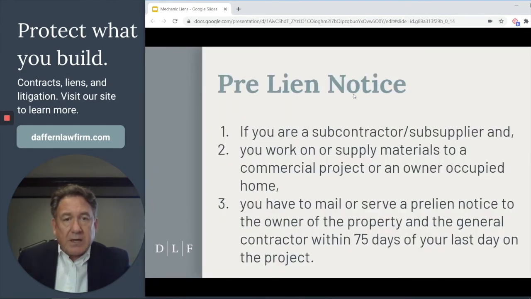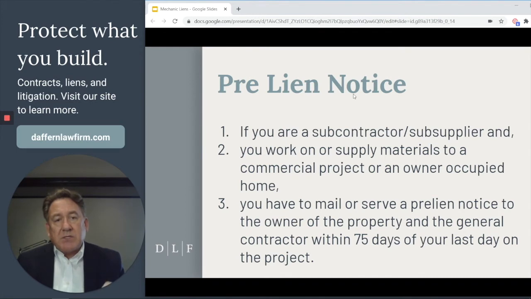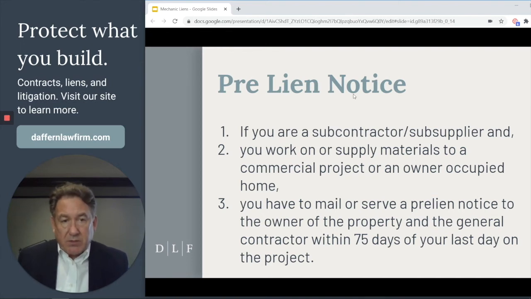So what exactly is a pre-lien notice? If you are a subcontractor or supplier, and again, a subcontractor or sub-supplier is someone that does not have a contract directly with the owner, and you work on or supply materials to a commercial project or an owner-occupied home. Now, that's important. If you are working on a commercial project or an owner-occupied home, then you have to send out a pre-lien notice within 75 days of the last day of the project, and you have to send it to the owner and to the general contractor.